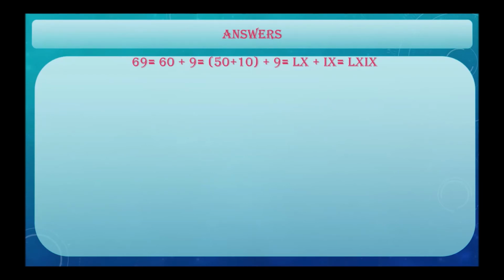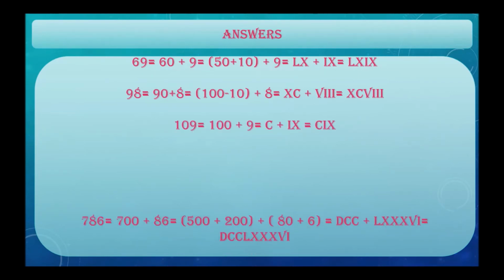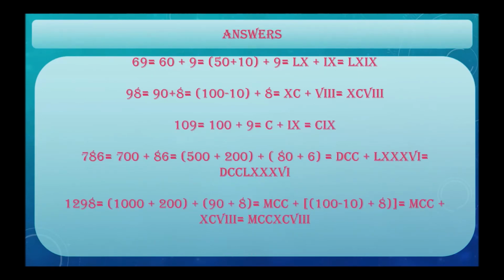So 69. We can write 69 as 60 plus 9, that is 50 plus 10 plus 9. So its Roman numeral is LX plus IX equals LXIX. In the same way, the answers for the remaining sums are here. You can solve them and check the answers in this slide.